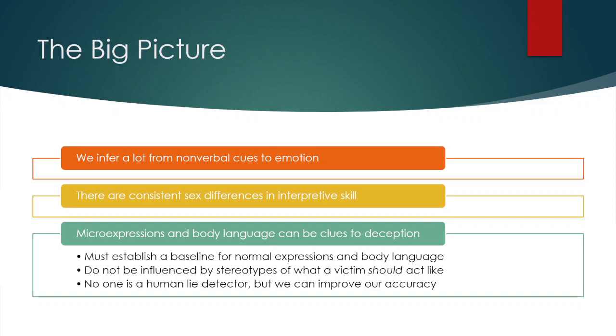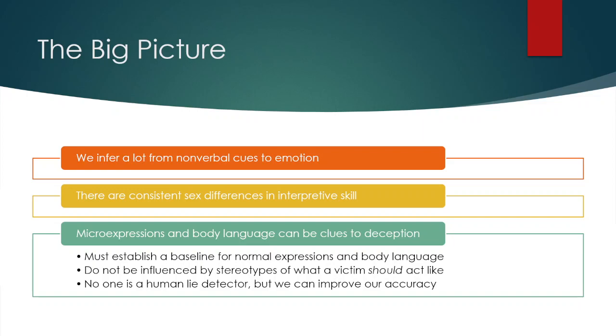You don't want to be influenced by stereotypes of what a victim should act like. If you come in saying a person who's experienced something traumatic would act like this, and then this person is actually acting a little bit shifty-eyed or super uncomfortable, or they've got their arms and legs crossed as if they're trying to deceive, it might be that they're just doing a lot of self-protection because of what they've experienced.